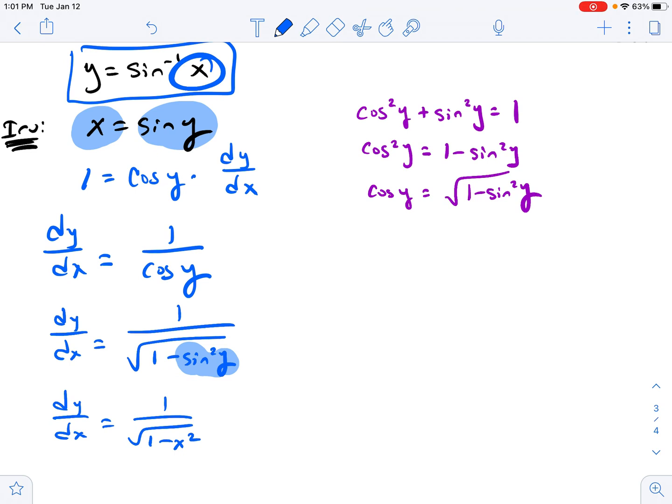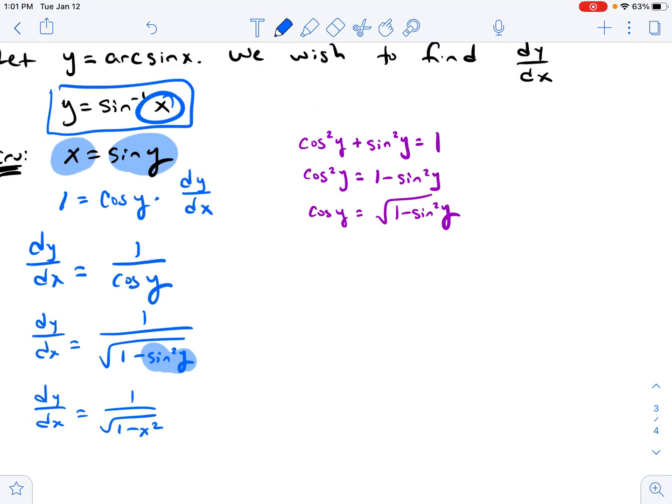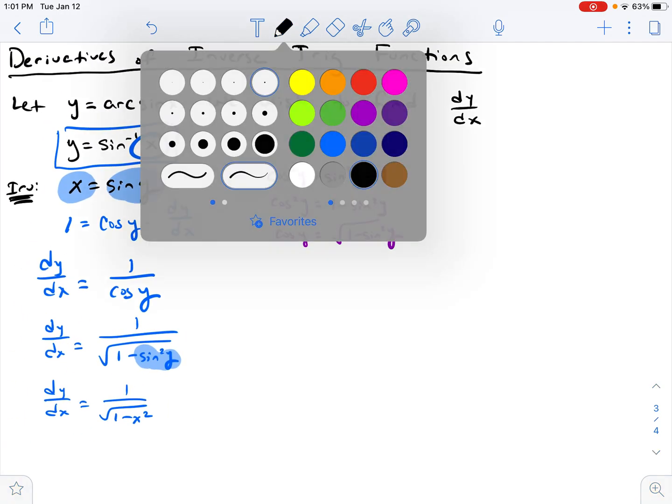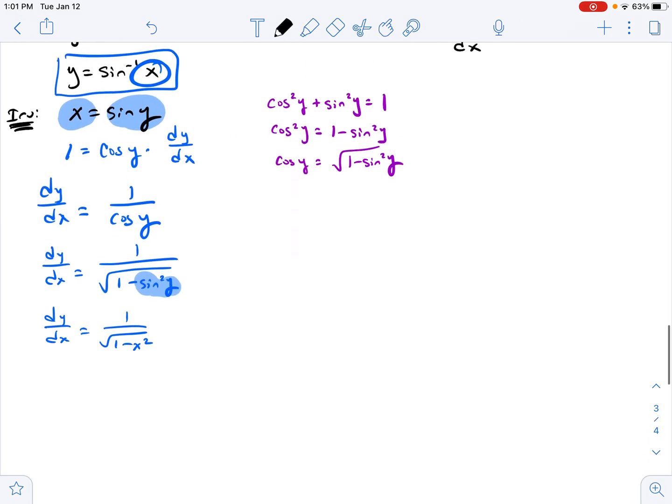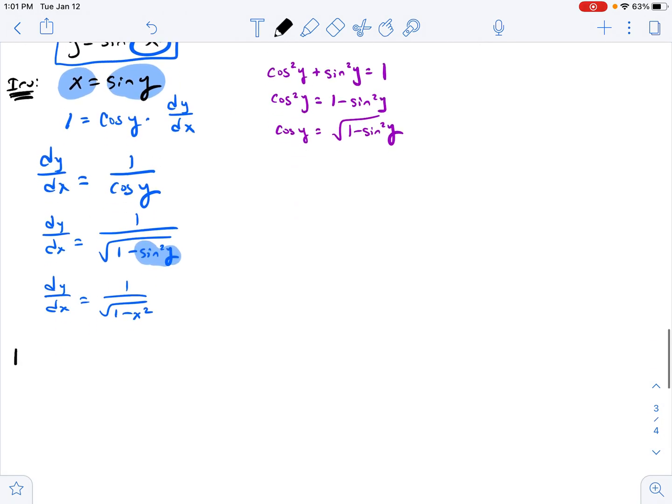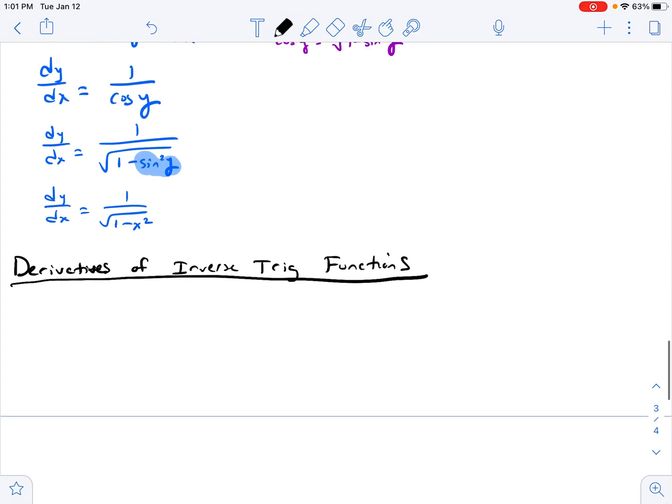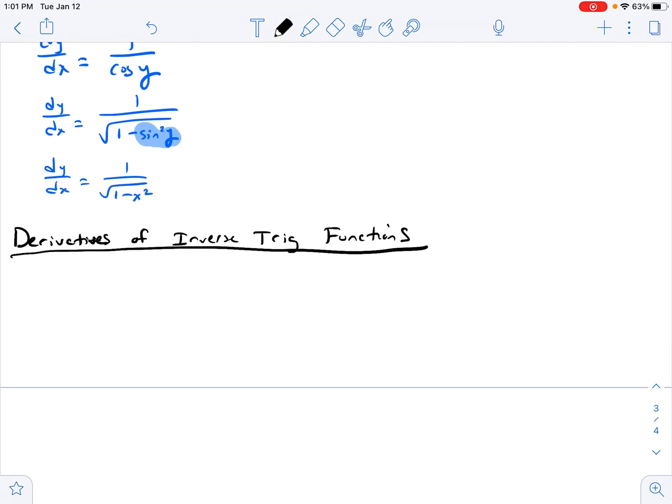And then we could do a similar process with this to get the other derivatives of these inverse trig functions, but I'm just going to give them to you, okay? So you're going to want to get to know these and be able to recognize them. Here we go. Derivatives of inverse trig functions. Okay, and we're only going to study 4, okay? Inverse sine, cosine, tan, and cotangent, okay?